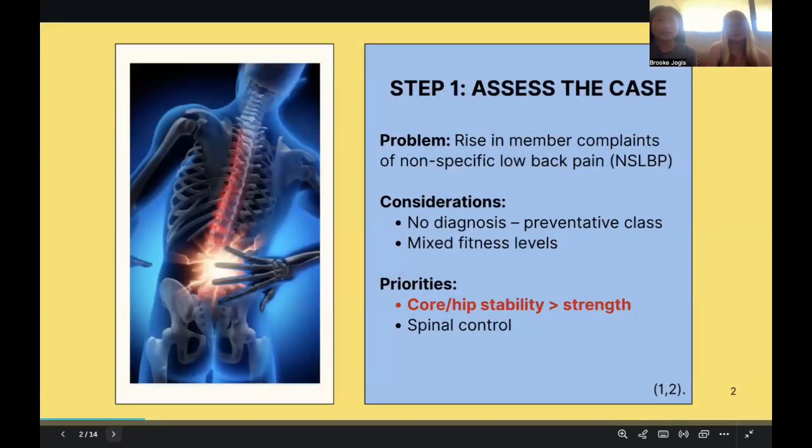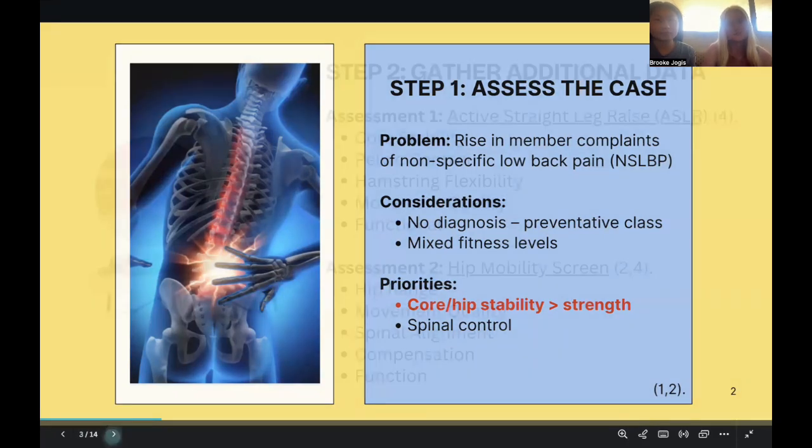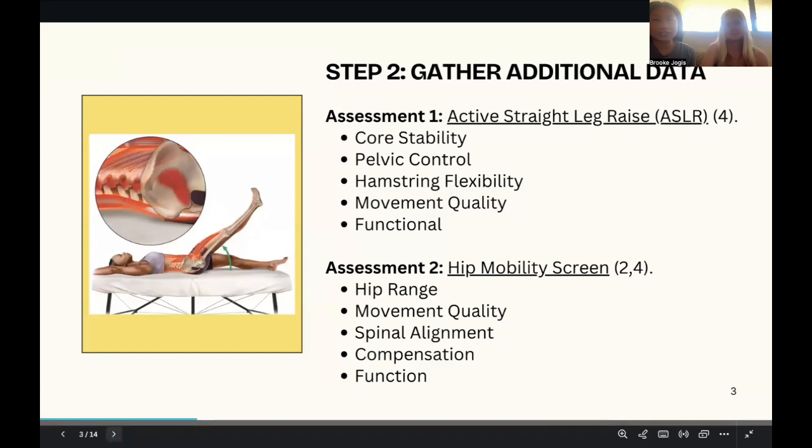Our program is designed for a general adult population without a formal diagnosis. We noticed a rise in members reporting low back discomfort, likely from poor posture, weak core stability, and sedentary habits. So our top priority for this case is to address core and hip stability over strength. Exercises will be scalable for all fitness levels with both progressions and regressions while avoiding high-risk movements like unsupported spinal flexion.